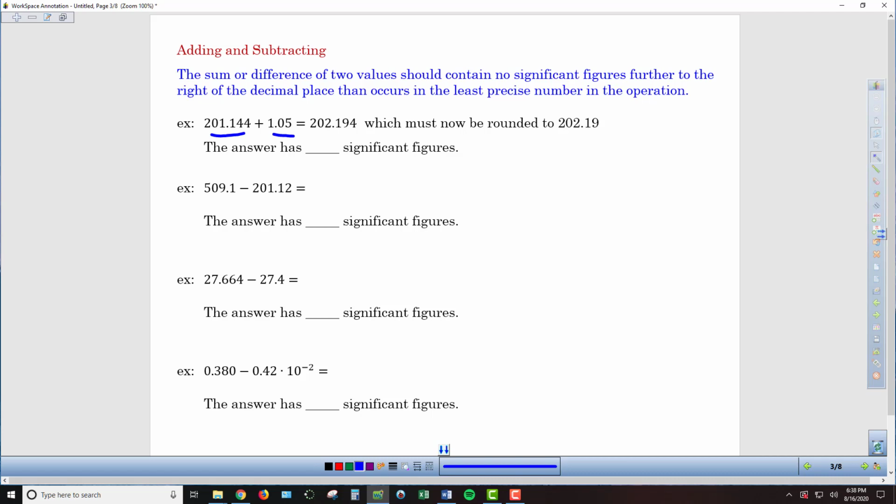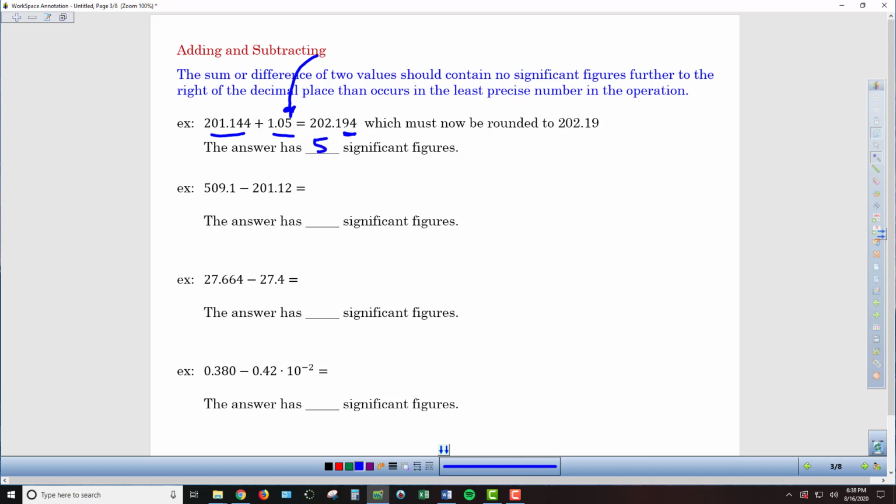But now, because this number was only accurate to the hundredths place, we're going to have to round off our answer to the nearest hundredth, which means we're going to look at the 4 to figure out what we do with that 9, and so indeed we end up with an answer of 202.19. So our final answer here has 5 significant figures.